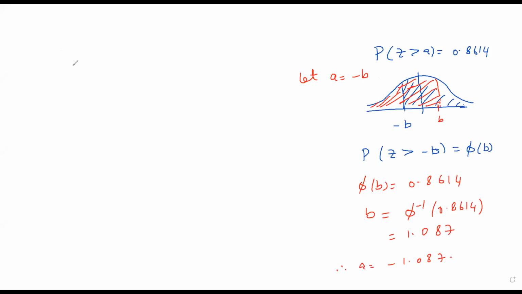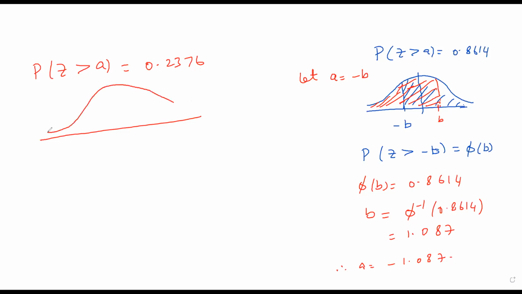Now, let me give you one more situation where you have to determine if your Z score is positive or negative. Suppose you have probability Z is greater than A, and this time let's say this is going to be 0.2376. So is this A showing a positive value or a negative value? Bacho, please tell me. Positive value. Yeah.